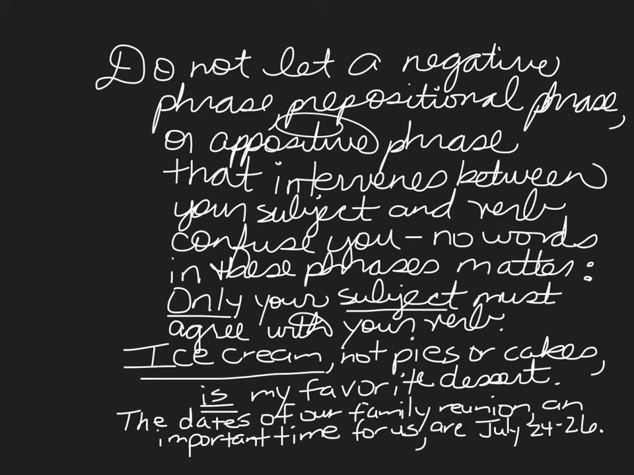All right, another example. The dates of our family reunion, an important time for us, are July 24th through the 26th. Here we have our subject separated from our verb by a prepositional phrase and then an appositive phrase. Okay? The object of the preposition is reunion, it's singular. The subject of the appositive phrase, or the appositive inside the appositive phrase, is the word time. It is also singular. But again, prepositional phrases don't matter.